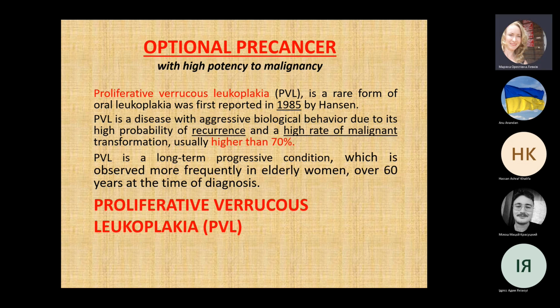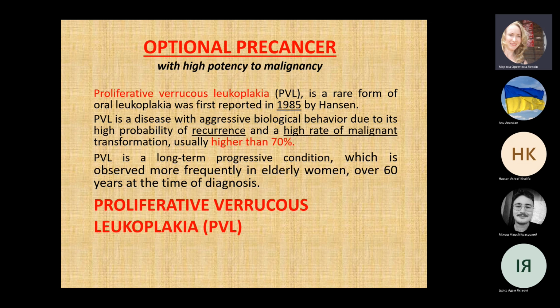We proceed to optional precancer that has high potency to malignancy. The first one is proliferative verrucous leukoplakia. It is a rare form of oral leukoplakia that was first reported in 1985 by Hansen. It is a disease with aggressive biological behavior due to its high probability of recurrence and a high rate of malignant transformation, usually higher than 70%.